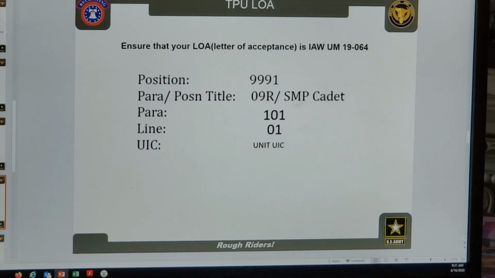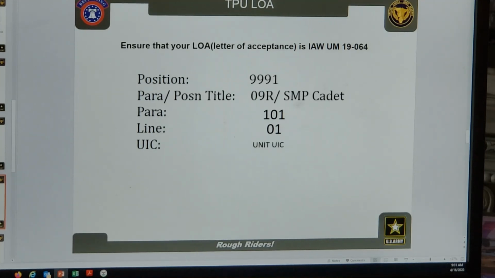So sometimes you guys are going to call units and say, hey, I need a LOA for an SMP slot, and they're going to tell you, well, we don't have any 09 Romeo positions. That's just because they don't understand. And you might have to walk them through it and make sure that they understand. Take them to the regulation, show them that this person goes on the excess portion.